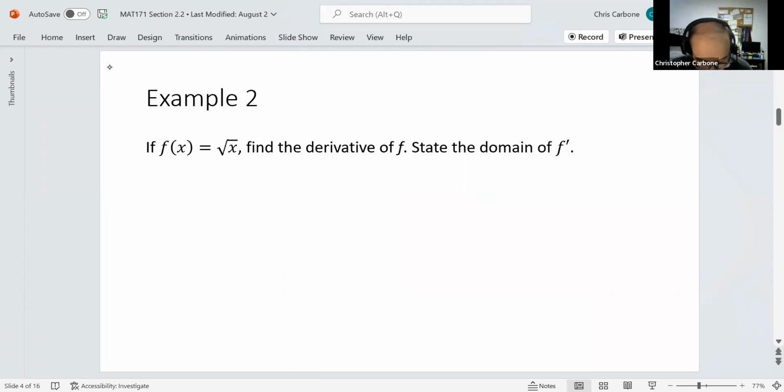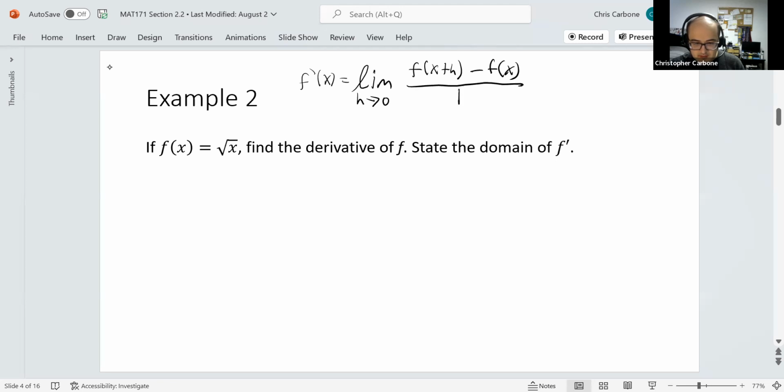My second example, a bit more concrete. If f of x is equal to the square root of x, we want to find the derivative of f and state the domain of f prime. So from a few slides ago, that derivative f prime of x is the limit as h approaches 0 of f of x plus h minus f of x divided by h.